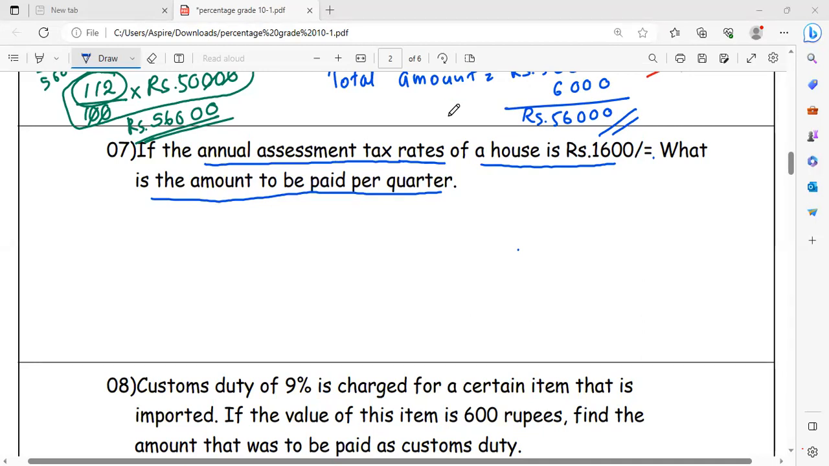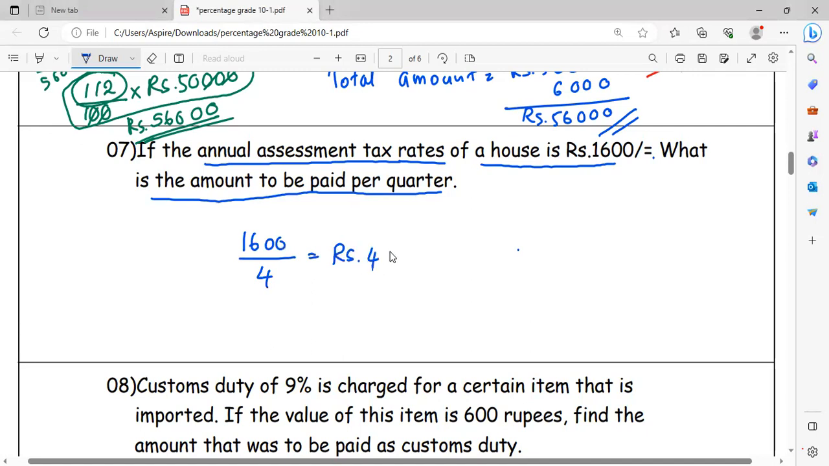How do we get the answer for this? If the annual assessment tax rates of a house is 1,600, tax rates are paid for a year. Then here you are asked to find the amount to be paid per quarter. There are 4 quarters per year. Then to find the value of the tax per quarter, you have to divide this by 4.